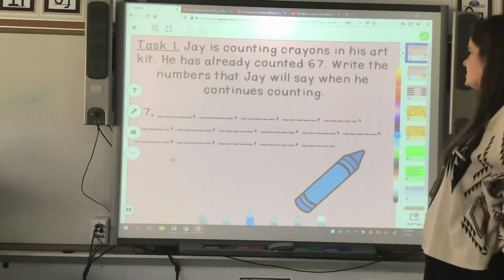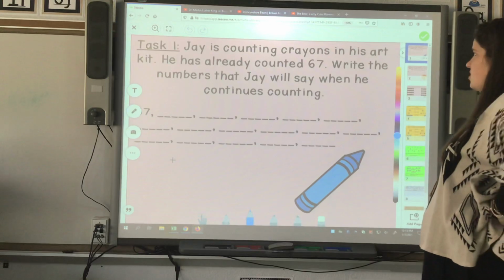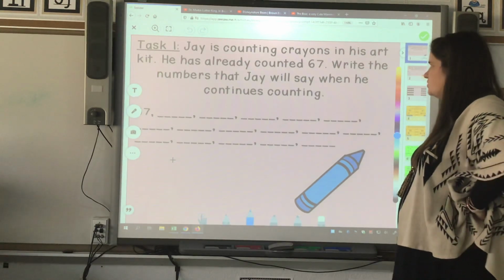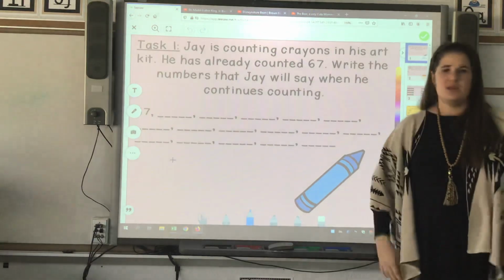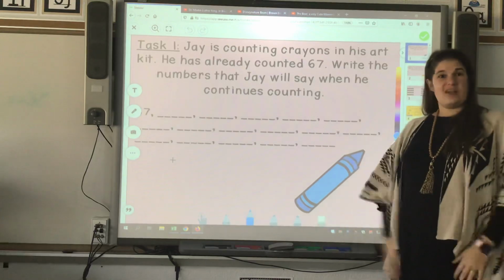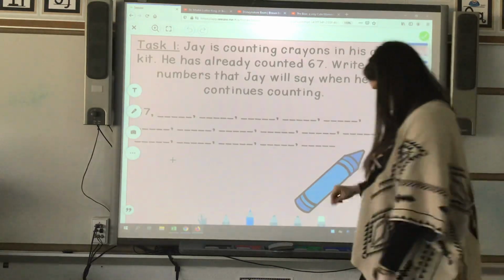So we have Jay is counting crayons on his art cart. He has already counted 67. Write the numbers that Jay will say when he continues counting. So we all know how to count. So we're going to start at 67 and we're going to count up.